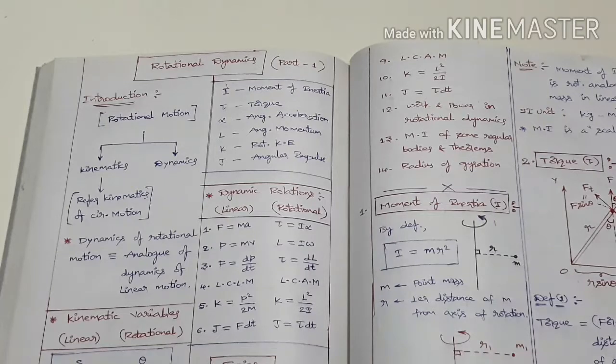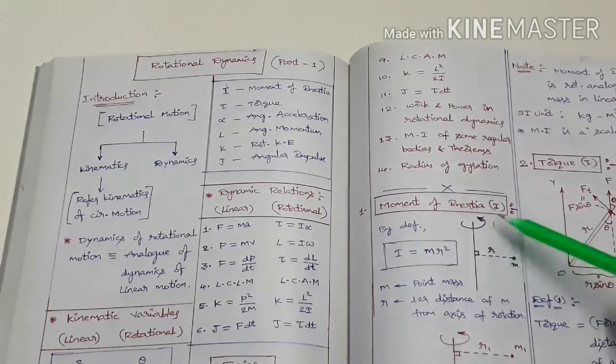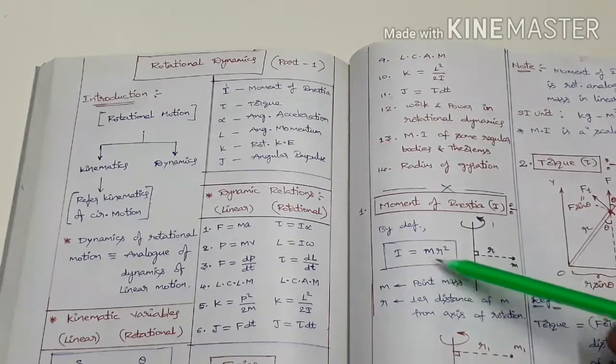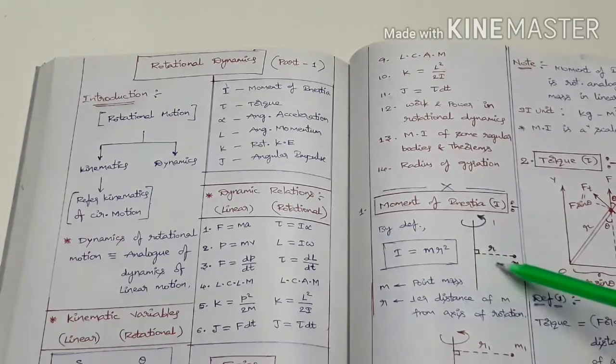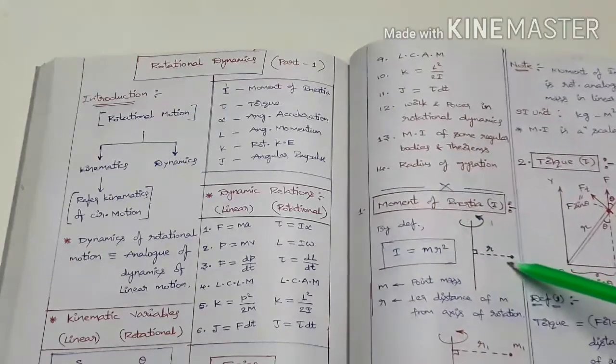Or inertia, there we call it inertia, no? Newton's first law, inertia. So that same role is played here by moment of inertia: inertia for linear motion or linear dynamics, and moment of inertia for rotational dynamics. Okay, so I equals m r square. m is the point mass and r is the perpendicular distance of the point mass from the axis of rotation.